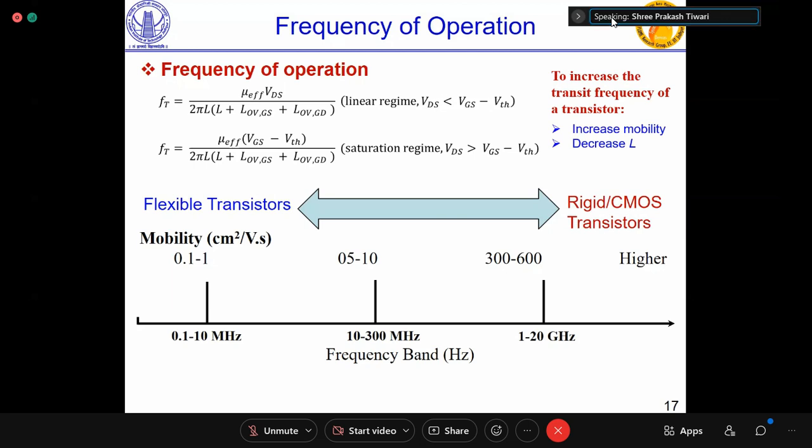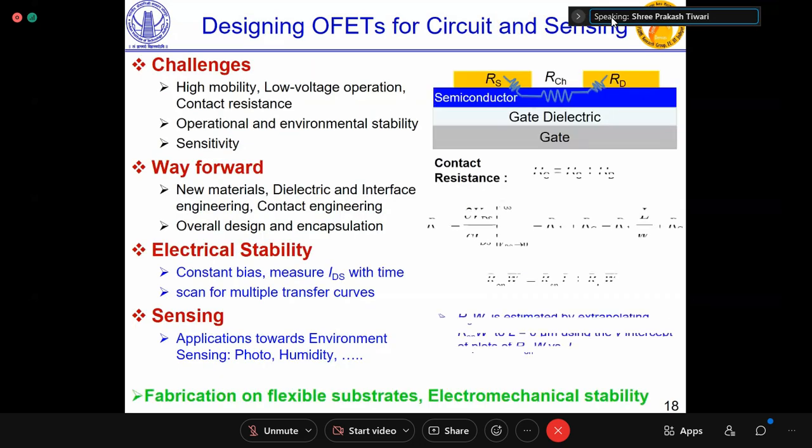But for rigid CMOS transistors, there you can aim for high frequencies because the mobility numbers are around 500. So there you get very high numbers. But for organic semiconductors, you are talking about 0.1, 1. So then frequency has to be lower. Okay.